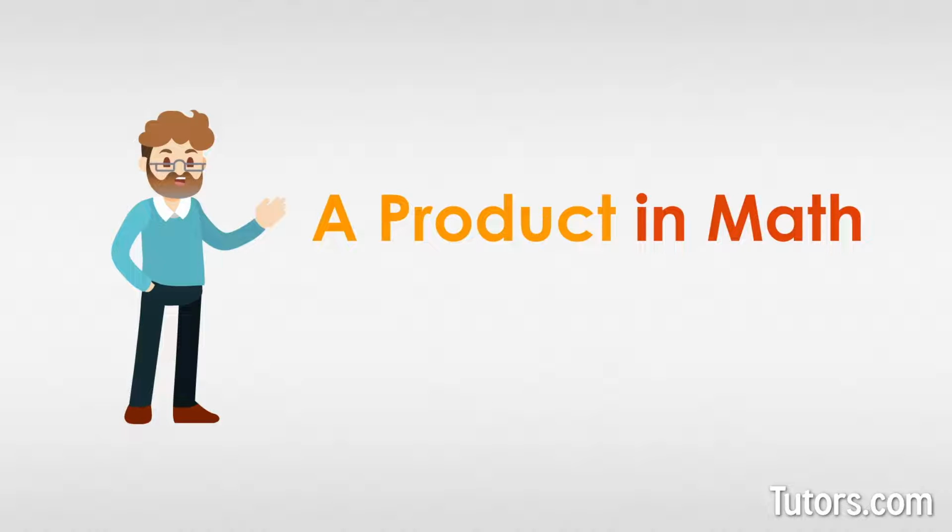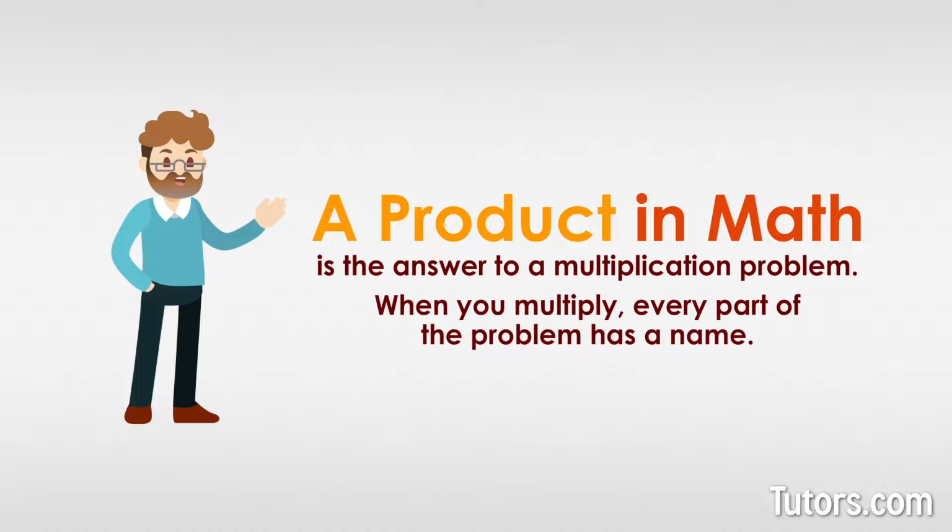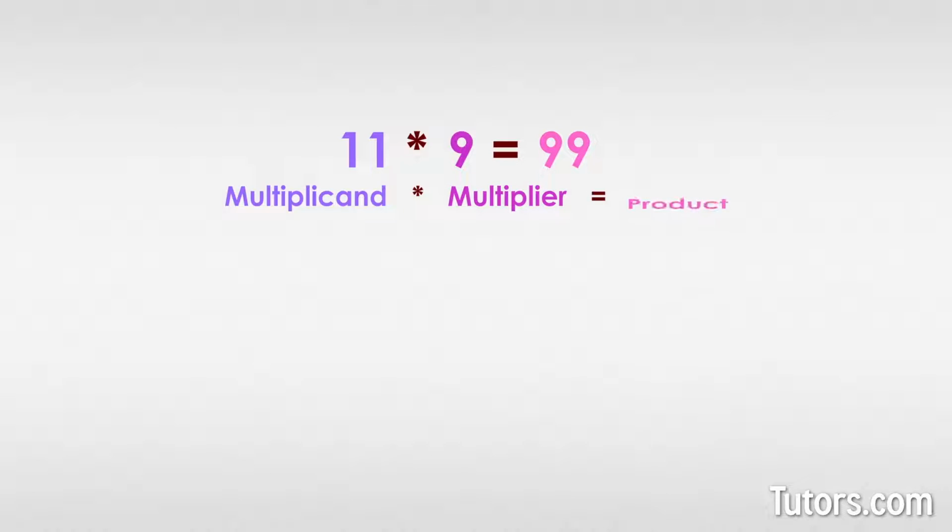A product in math is the answer to a multiplication problem. When you multiply, every part of the problem has a name. Here is a sample multiplication sentence. 11 times 9 equals 99. Multiplicand times multiplier equals product.